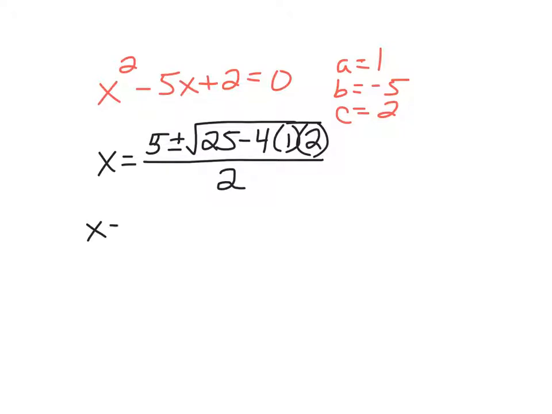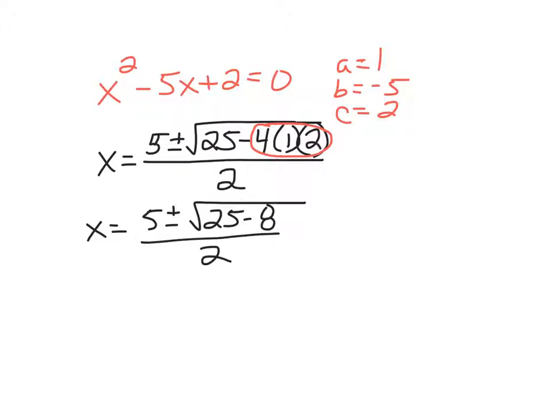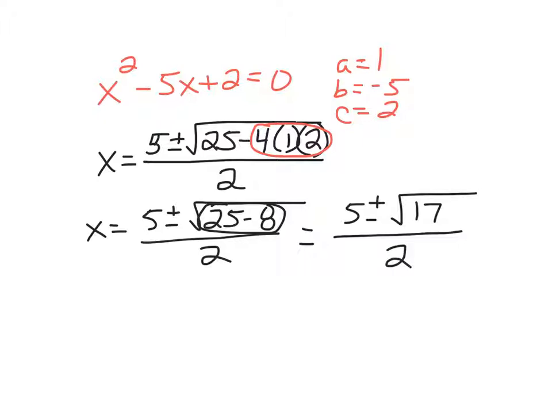As I continue to work through this, I get x is equal to 5 plus or minus the square root of, and now I need to figure out, well, what's 4 times 1 times 2? That's equal to 8. So I have 25 subtract 8 all over 2. As I continue to work through this, I then have x is equal to 5 plus or minus the square root of 25 minus 8 is equal to 17 all over 2. This is the first problem that I've done in which this is not a perfect square, the square root of 17.